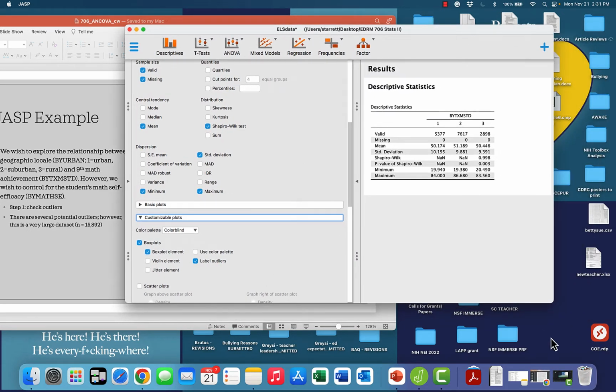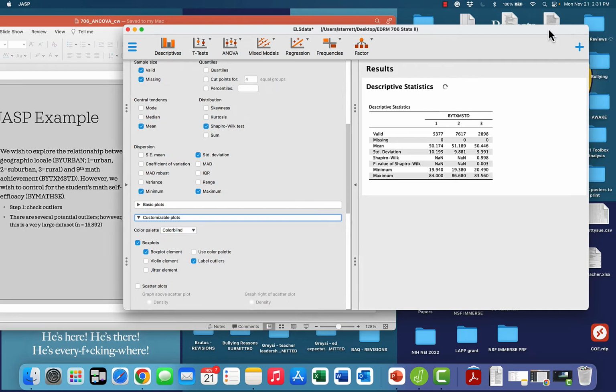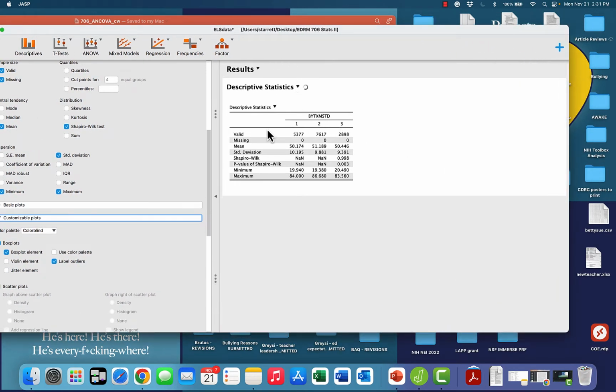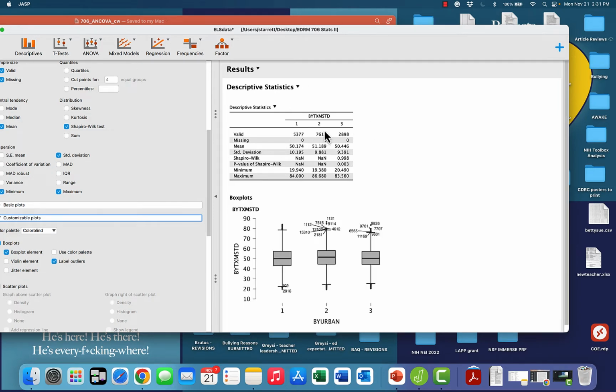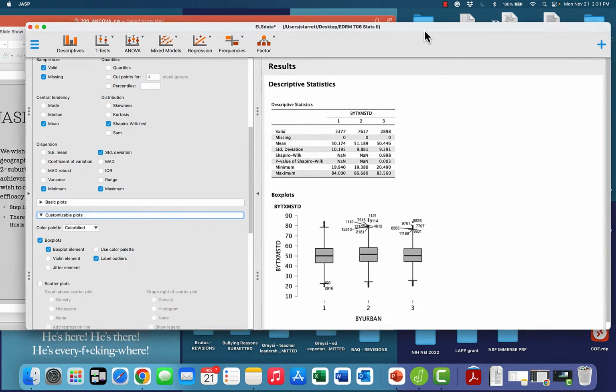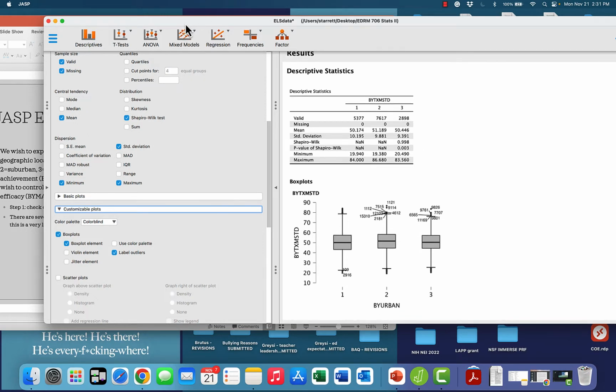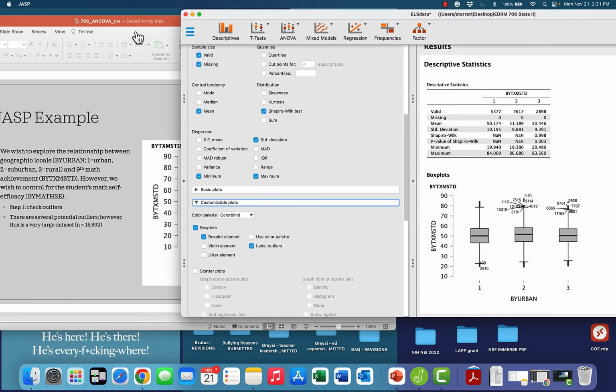You'll notice as the box plots are running, we're not really able to look at normality in JASP. Our groups, urban and suburban, are too large. Rural, we see that normality may be violated, but I'm just going to move forward right now without evidence of normality.